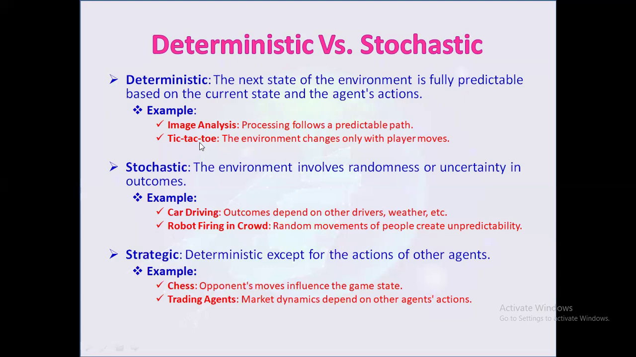Another example is tic-tac-toe. In tic-tac-toe, the game state only changes when the player makes a move, and the outcome of each move is fully predictable based on the current configuration of the board. Next one is the stochastic. A stochastic environment involves randomness or uncertainty in the outcomes, meaning that even with complete knowledge of the current state, the agent cannot always predict the next state with certainty.